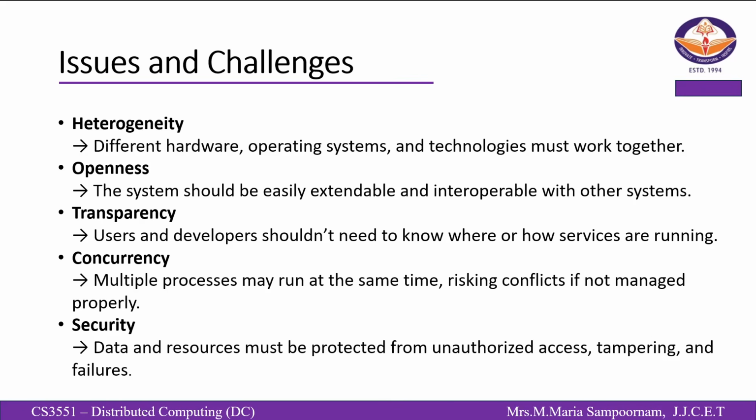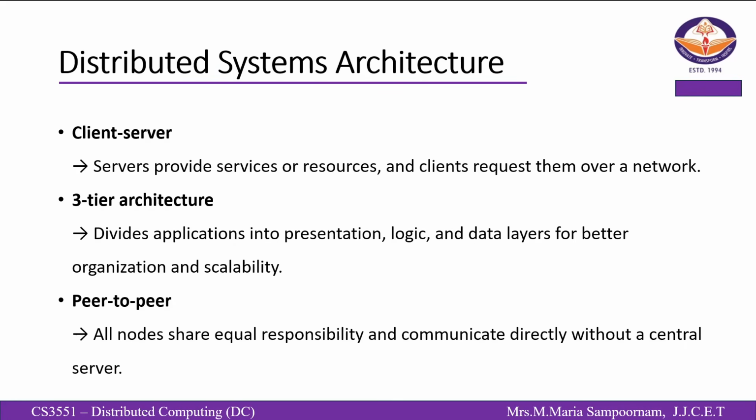Concurrency. Multiple operations run at once without conflict. For example, multiple bank users transferring money at the same time. Security means keeping the data and system safe from unauthorized access. For example, the use of encryption in WhatsApp messages.